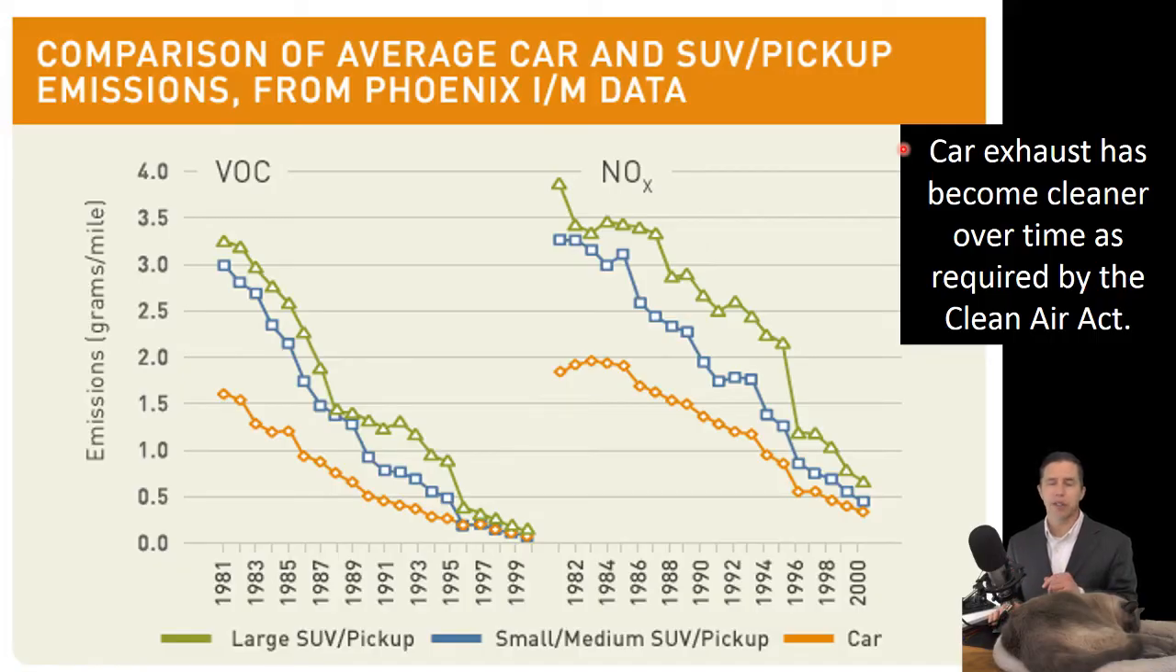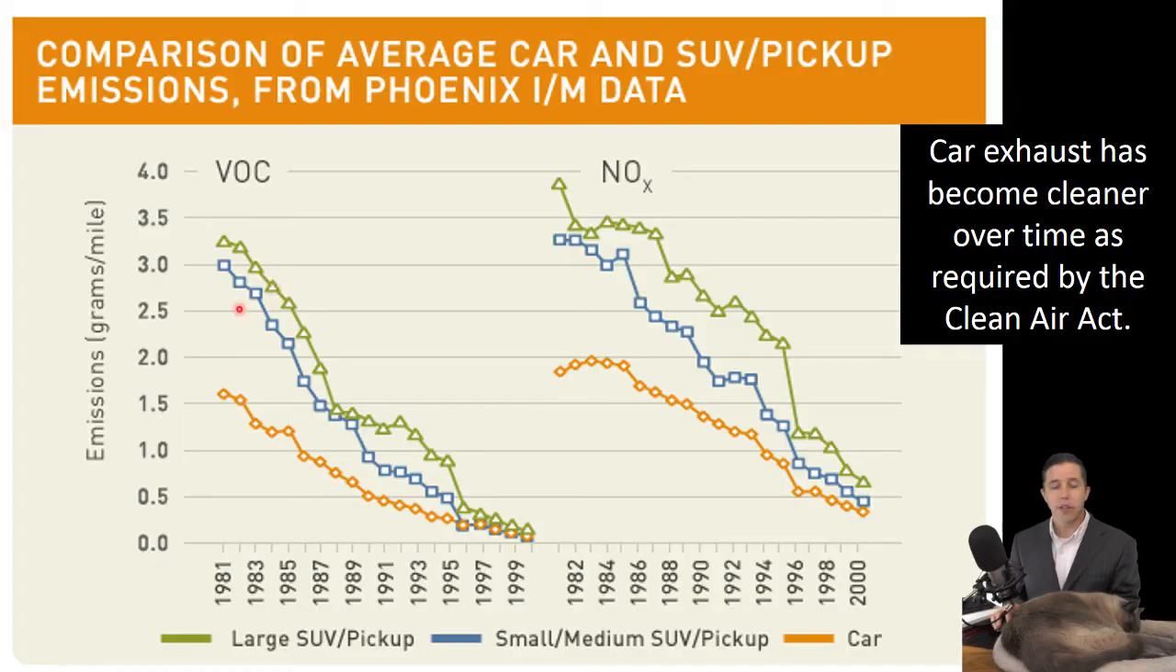You may not know this, but there are machines that will be set up on the side of the road that will measure the pollution of your car. We don't really use them so much in New Mexico, but they do this in California, and this is data from Phoenix. So a car drives by, and it's measuring the pollution of the car that just drove by, right? It's measuring VOC and NOx.